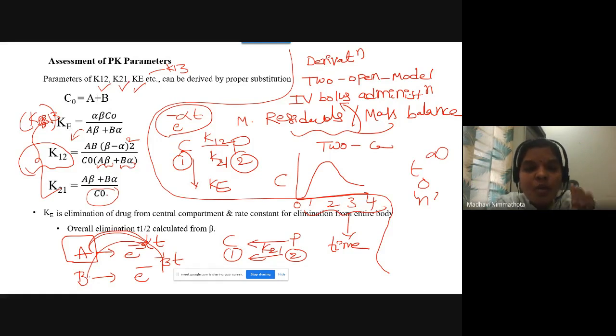So here we are considering only the initial plasma drug concentration with respect to the distribution hybrid constant and elimination hybrid constant. Ke is the elimination of drug from the central compartment and the rate constant for elimination from the entire body. And overall elimination T half can be calculated from beta.